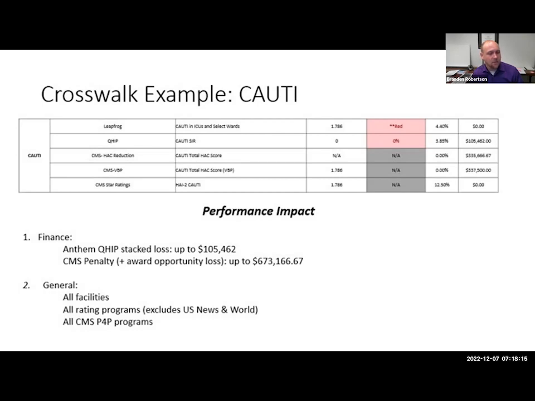Anthem and QHIP, this is a couple of years old, but you can understand that the finances associated with these can be high. You're looking at close to $1 million in some of those penalties just listed there. And again, all facilities in the U.S. News and World Report and some of these other rankings also impact us in a publicly reported way. Again, folks losing trust in us also has a financial impact in and of itself.